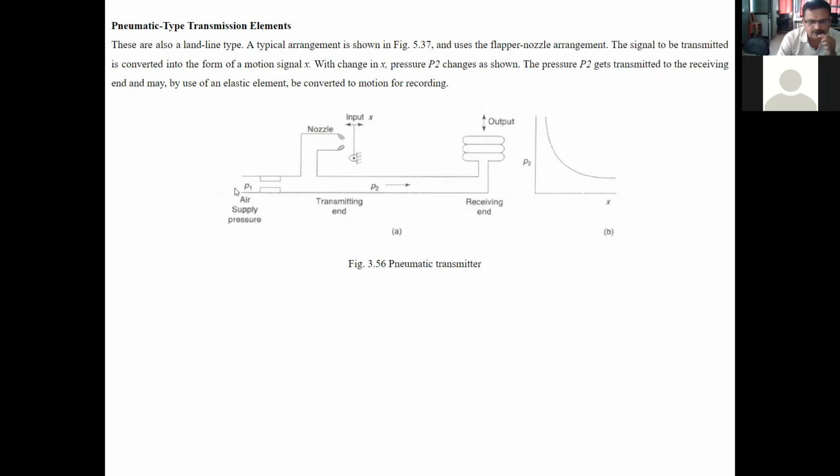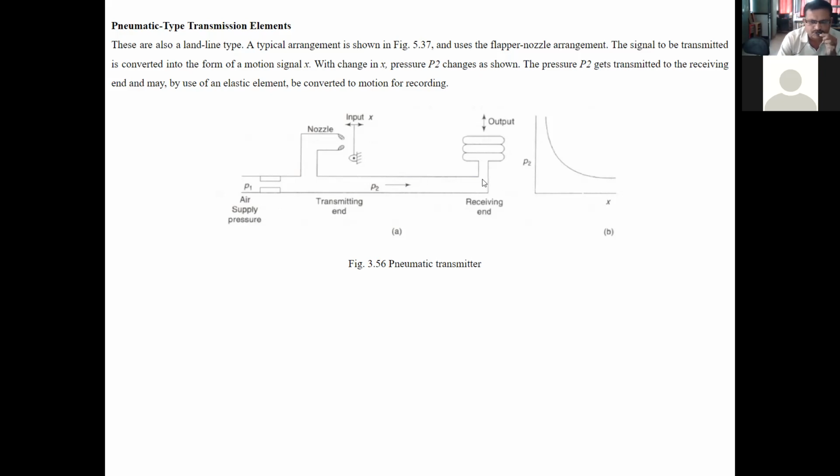Therefore, you just see here, air supply pressure P1 is there. That supply air will go to the nozzle also. If you bring this flapper near to the nozzle, what will happen? There will be restriction to the flow of air outside the nozzle. Therefore, it will create back pressure, and this pressure P2 will increase here.